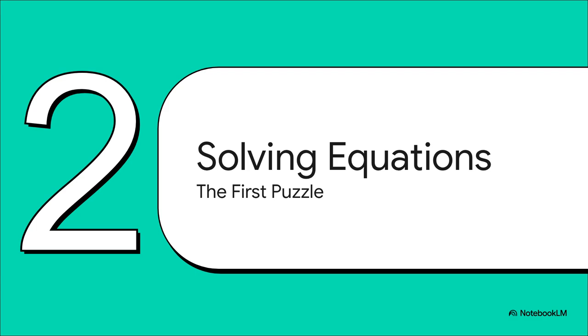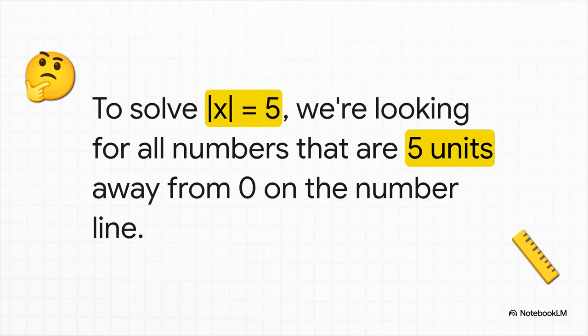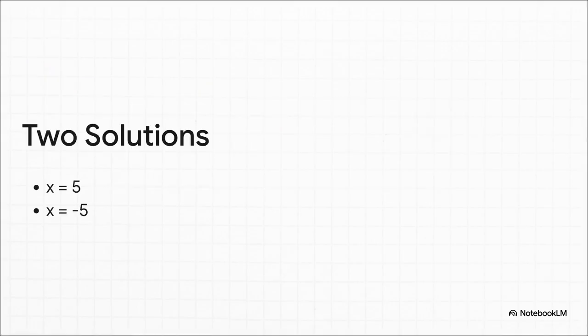Time to solve our first puzzle, equations with those absolute value bars. So when you see an equation like this, your first instinct might be to just solve for x, but hold on. The trick is to translate it first. Don't read it as the absolute value of x equals 5. Instead, ask yourself the real question: what number, or numbers, are exactly 5 steps away from 0? And when you ask the question that way, the answer just pops into your head, doesn't it? Well, +5 is 5 steps away, but so is -5. So you don't just have one answer, you've actually got 2.